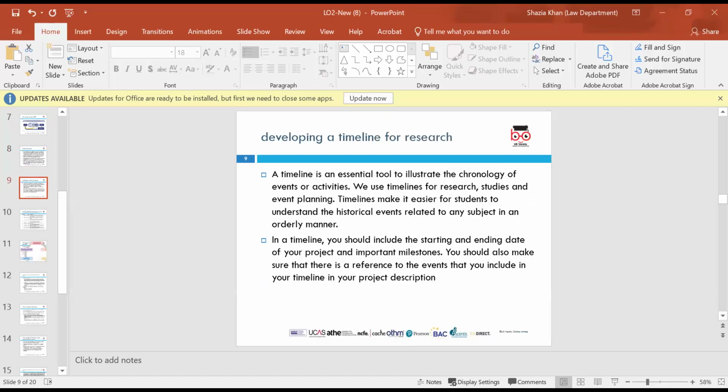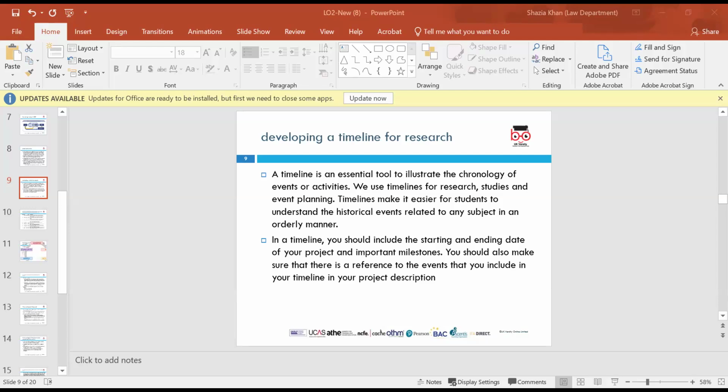So, developing a timeline for your research. It's really important to have a timeline in place to make sure there's a chronology of events so that you plan your research. Why is a timeline so important? Why do you think a timeline is so important when you're doing research? If you have a timeline of chronology in place, 2001, 2002, 2003, why do you think it's so important?